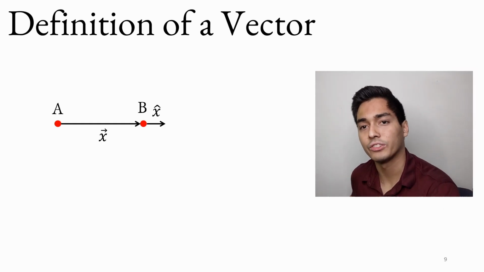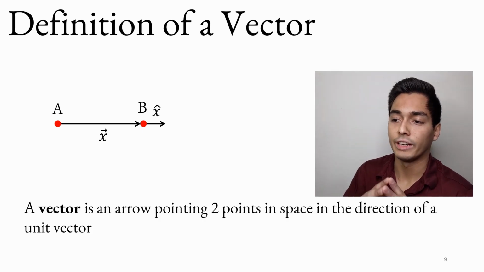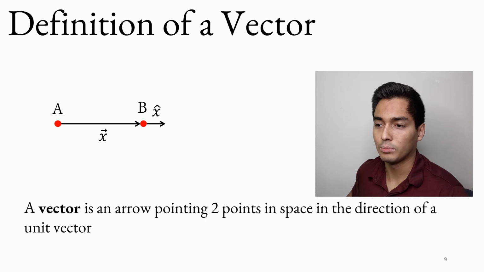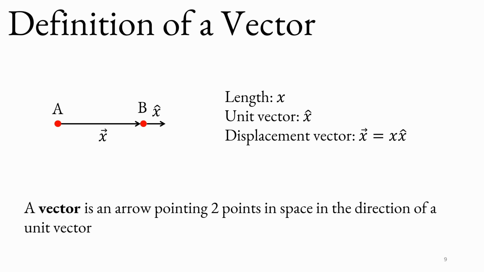So now that we have the vector itself in the x hat direction of the unit vector, we can define the vector itself. So a vector is an arrow pointing between 2 points in space in the direction of a unit vector. So we're connecting A to B along the x hat direction. So that's the x hat displacement vector. So the length is going to be x. The length is what? The length is a scalar. That's just the value of x. The unit vector is x hat. So the displacement vector is going to be the x vector, and it's going to be equal to the magnitude in that direction. So that is why scalars are just magnitude and vectors are magnitude with the direction.